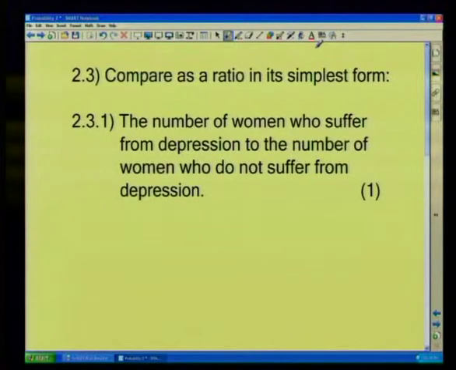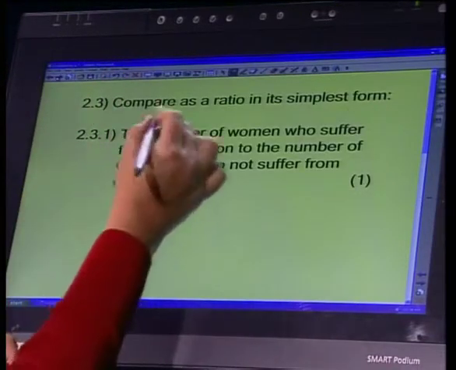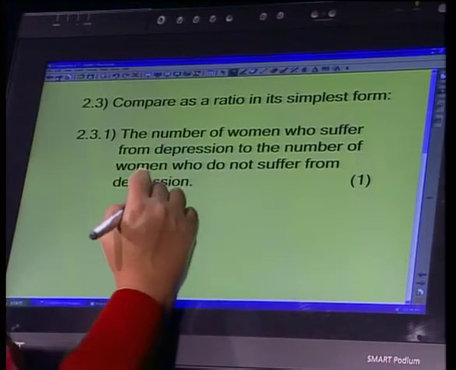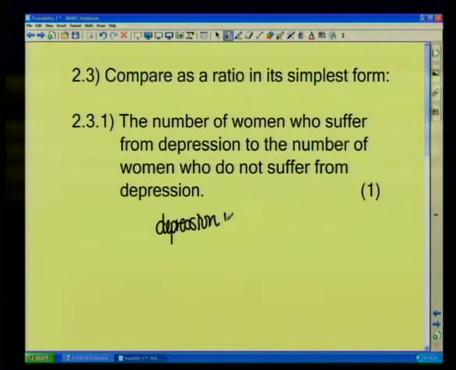Another nice question that they like to ask is to compare the ratio in its simplest form, and this is where you need to go back and use your table to find out all the information that you actually need. So this isn't really a probability question, but it often is grouped together with probability. This one says the number of women who suffer from depression to the number of women who don't suffer from depression. So the depressed to not depressed would be expressed like that.